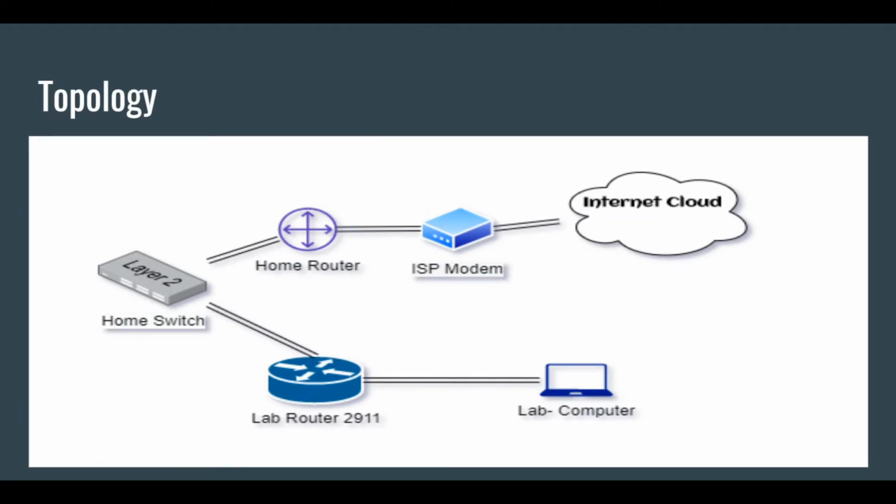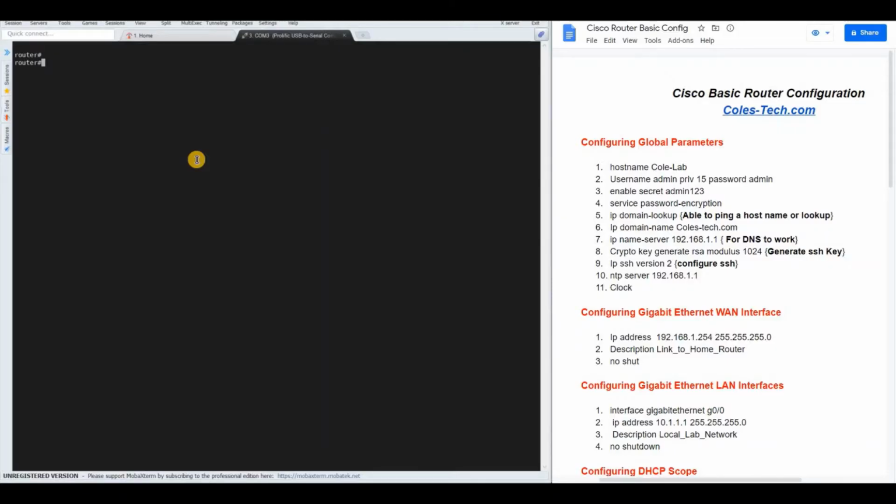Alright, here's the topology. Alrighty guys, welcome back. So I have my list here on the right hand side, and the first thing we're going to start off with is configuring the host name. So let's jump into the configuration. So we're going to configure co-lab as the host name. So let's do that.